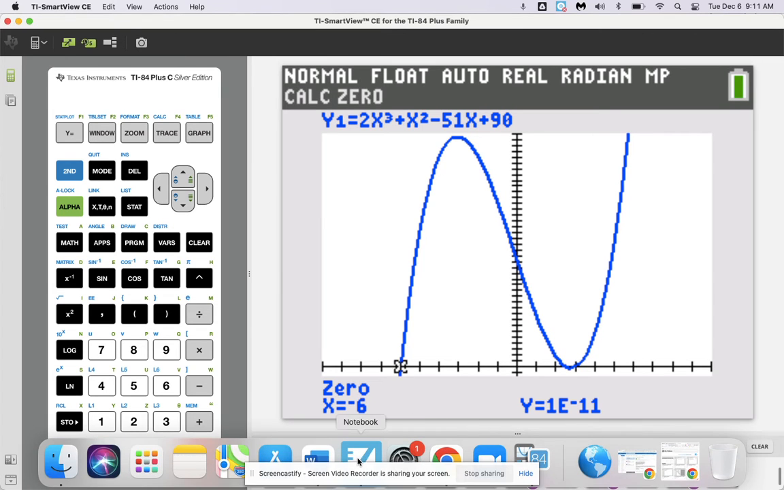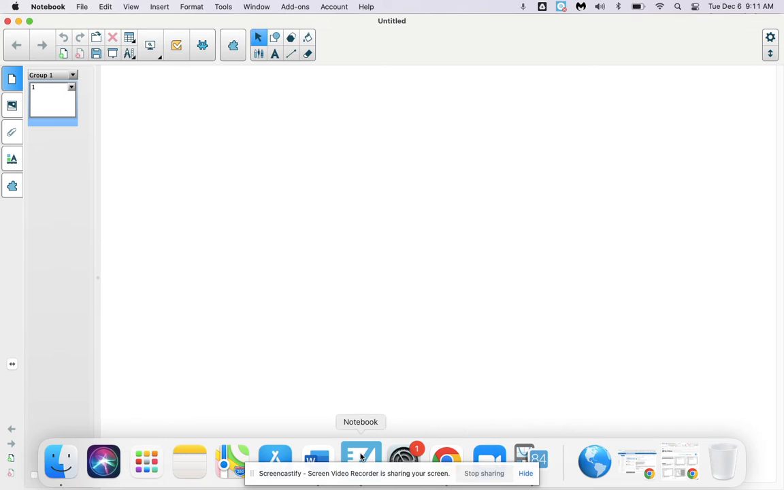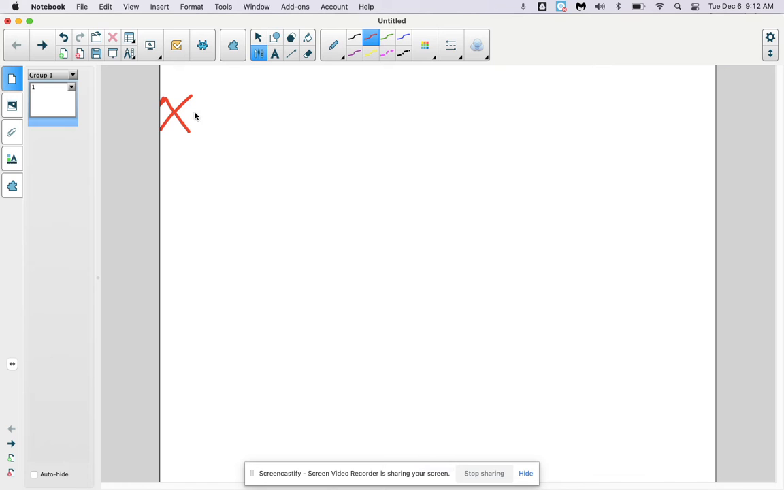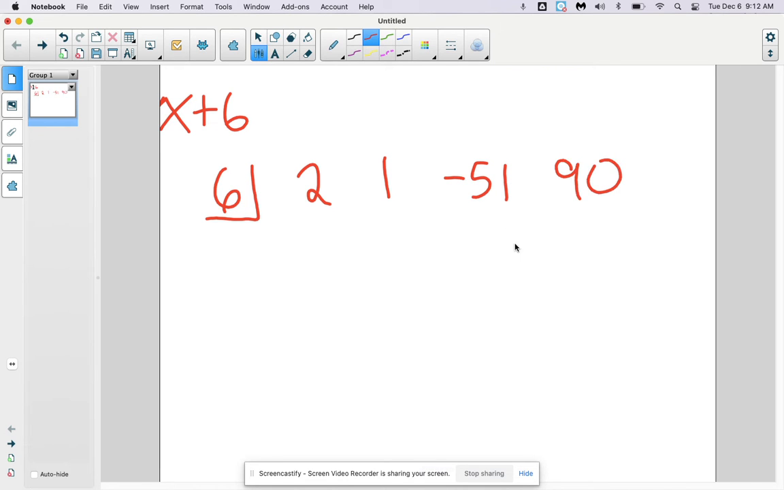Because the intercept is at -6, we know that one of the factors of the polynomial is going to be the binomial x plus 6. Understanding that as one of the factors of the binomial, we can use synthetic division to further break down that polynomial that we started with. Writing down the coefficients of that polynomial.